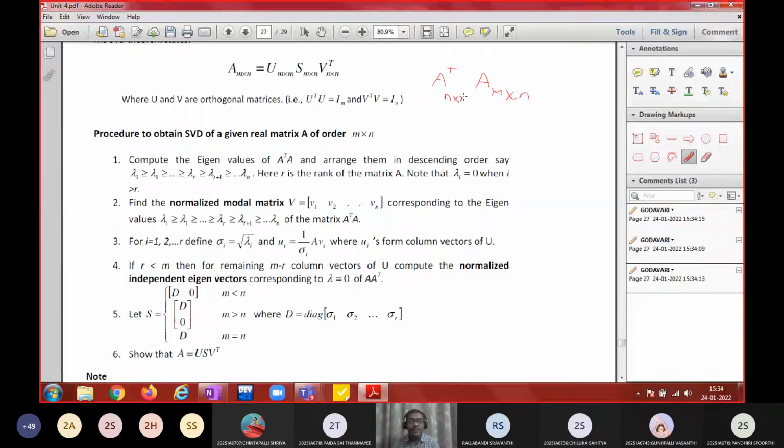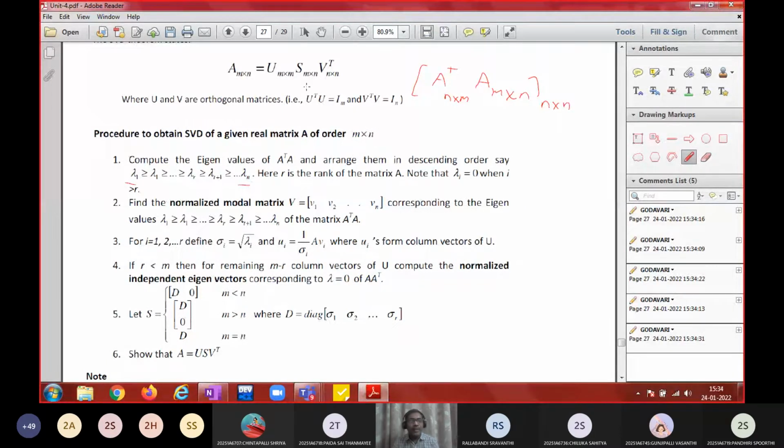A is m by n, so what is the resultant? It is an n by n matrix, which means it is a square matrix. This square matrix will have n eigenvalues. Those eigenvalues are denoted like this.